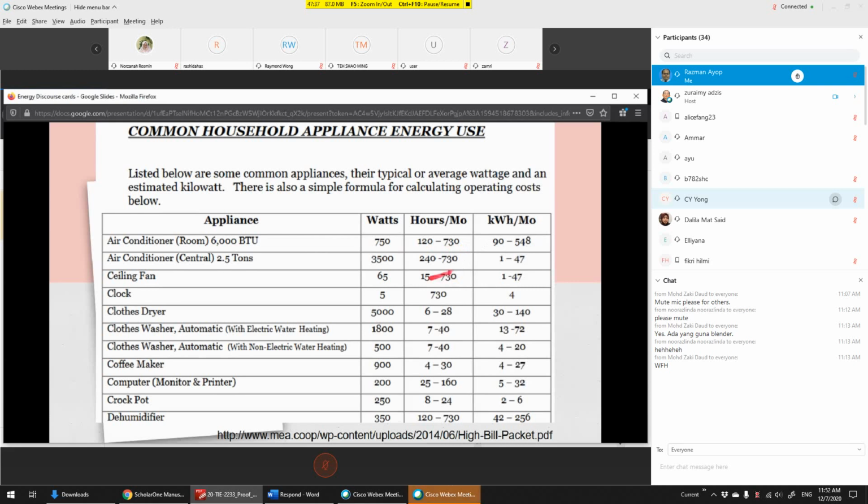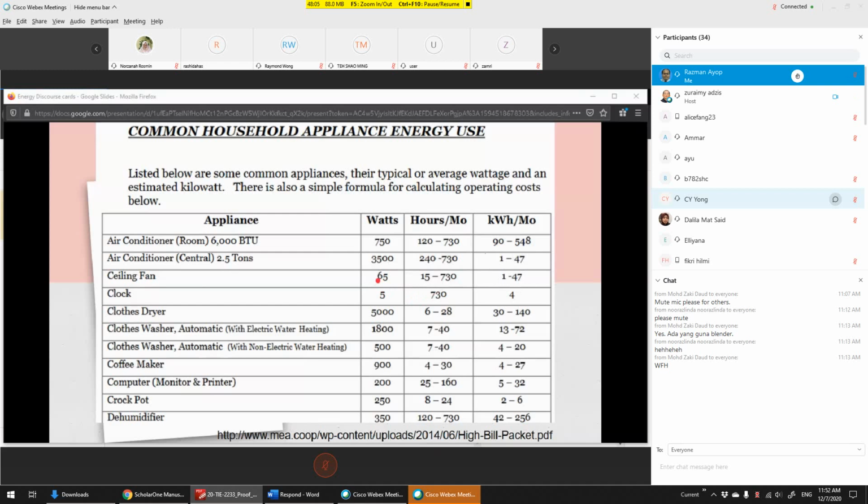Okay. Air conditioner, 3,500 watts, 3.5 kilowatt. You may be using it 240 hours a month, like 8 hours a day. And if you don't turn it off, 730 hours. And you have this, this is totally wrong. Actually, you can just multiply it. For sure, it's not 1 to 47 kilowatt hours. 1 to 47 kilowatt hours is for this one, for the ceiling fan.